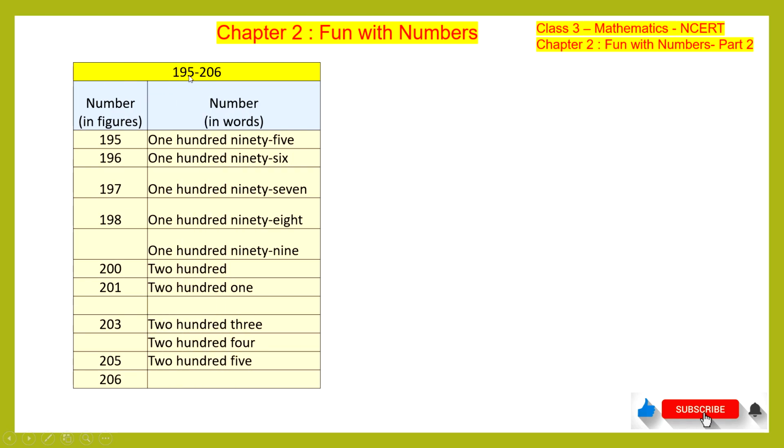Here you will see one table. It is 195 till 206. So the number written in figures is in the first column and the same numbers are written in words in the next column. So if you read 195, this is also written in words.